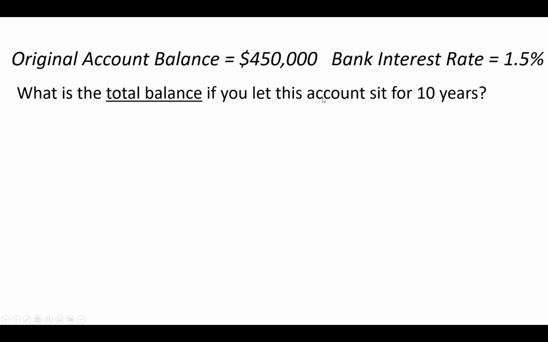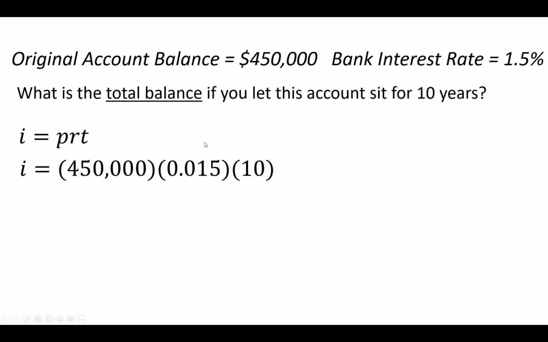The total balance if you let this account sit for 10 years. That means you've got some money in the bank, and you're going to let it just sit there for 10 years. Let's see how much money you end up getting back. With this one, I'm going to just show the traditional way. I equals PRT, 450,000 times this. You're sliding that decimal 2 places to the left, and you get this. So wow, in 10 years, you'll have an additional $67,500.